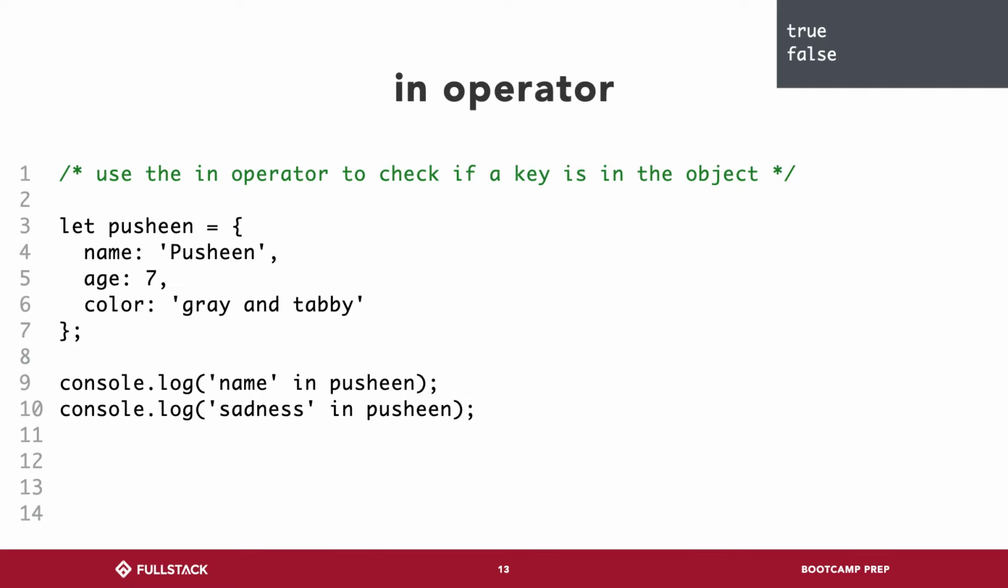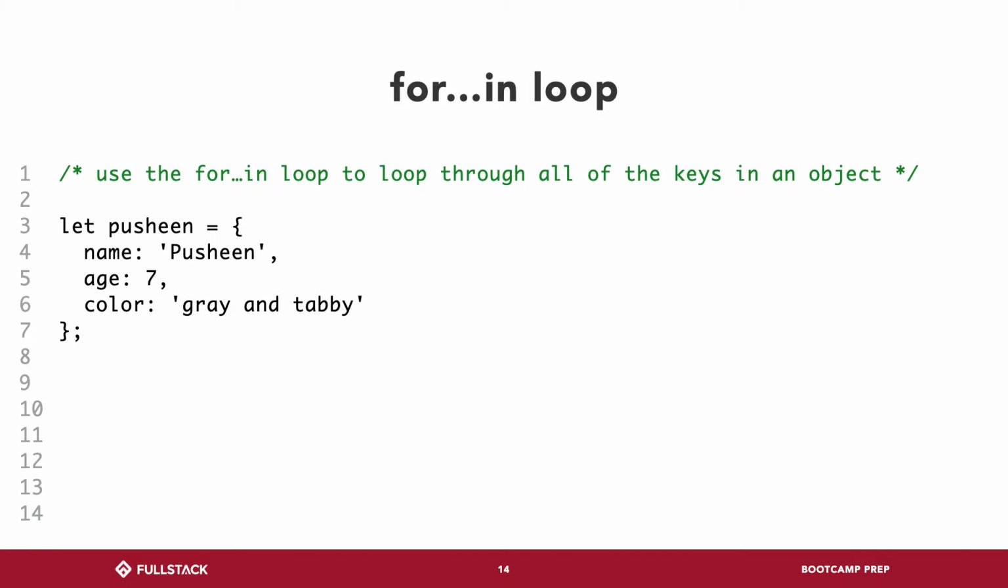Who's confused? No one? Someone? Everyone? All right. For in loop. Use the for in loop to loop through all the keys in an object. This is very, very, very important and useful, okay? The for in loop you will be using all the time, okay?